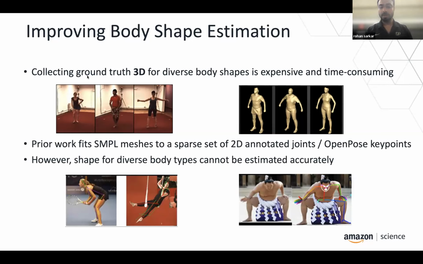Prior work uses a sparse set of 2D joints or OpenPose keypoints, which works well for certain body types, as shown in the bottom left. However, as one would expect, it does not work for all body types, as shown in the example on the bottom right, as the 2D joints do not provide much shape-specific information.